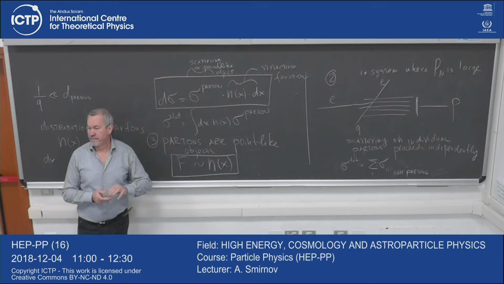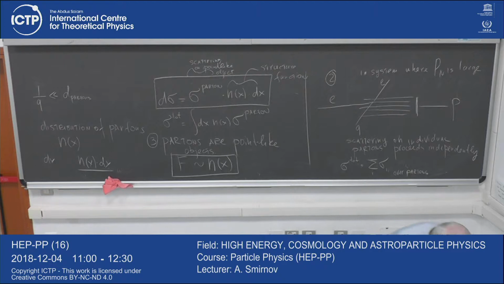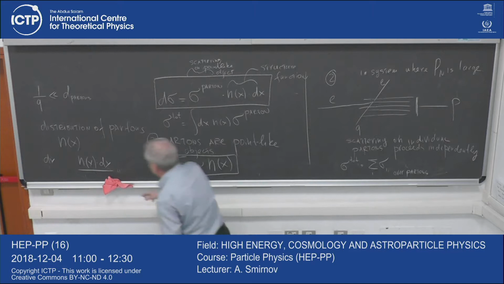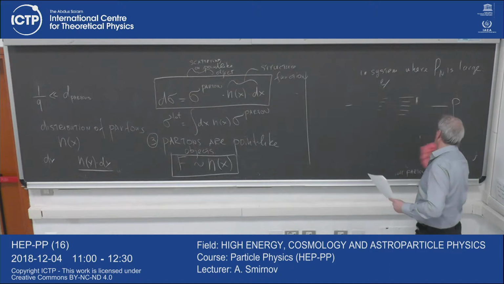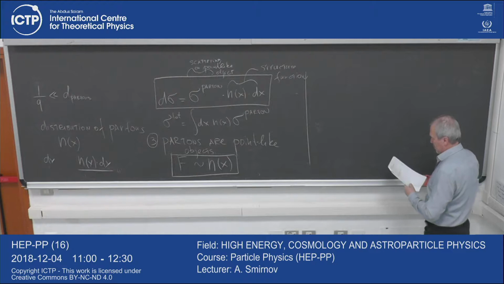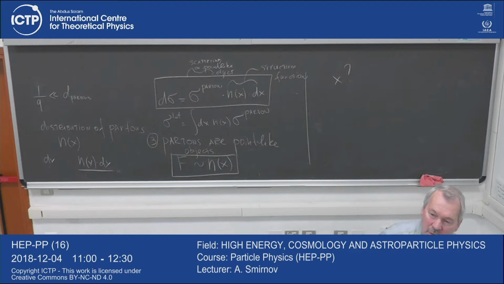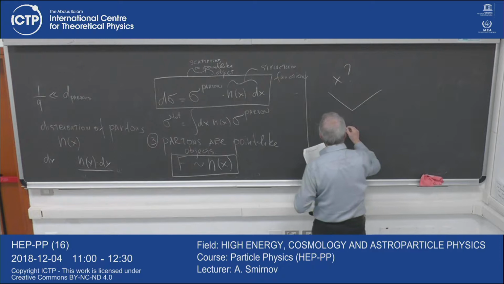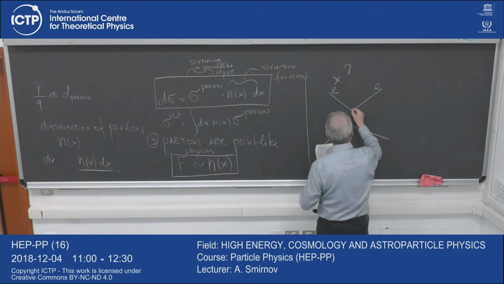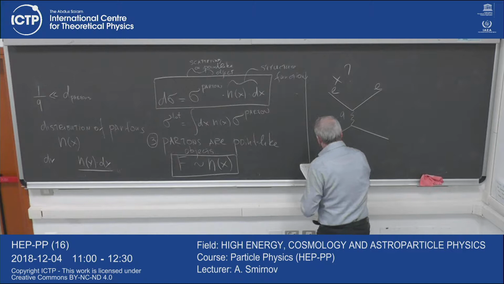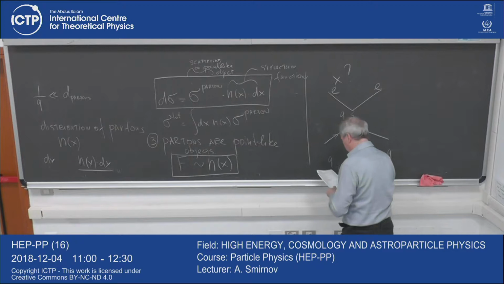Okay? So the next step is the following. What is this x? I've introduced x here as the fraction of the total momentum of the nucleon which a given quark carries. So now let us consider the scattering on an individual parton. We have the electron, we have here q, and now these are partons already. Let me denote this momentum of the initial parton, and this is the momentum of the final parton.